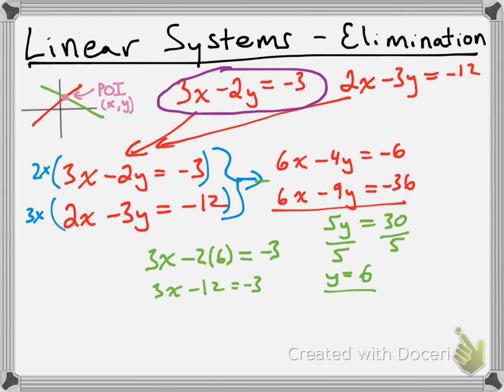Okay, so that's going to give me 3x minus 12 is equal to negative 3. Adding 12 to both sides, I'm going to get 3x is equal to 9. And then dividing both sides by 3, I'm going to have x is equal to 3. Okay, so I have an x value for my point of intersection of 3, a y value of 6, and that tells me that the point of intersection is at the point (3, 6).